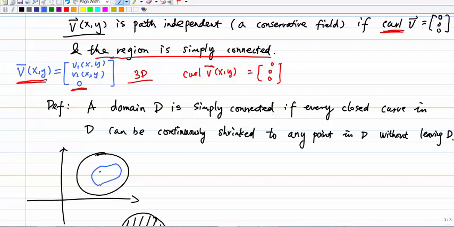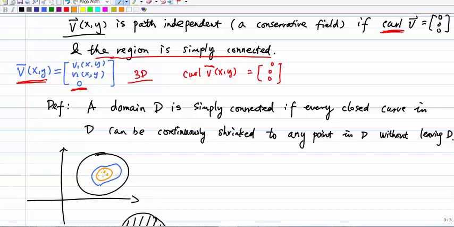If it's simply connected, then every curve in D can be continuously shrunk. For example, I select a curve over D. The curve can be continuously shrunk to any point in this D, without leaving D, right? If there's no hole, you can do it, because you can shrink it to any point right over here, which is true.